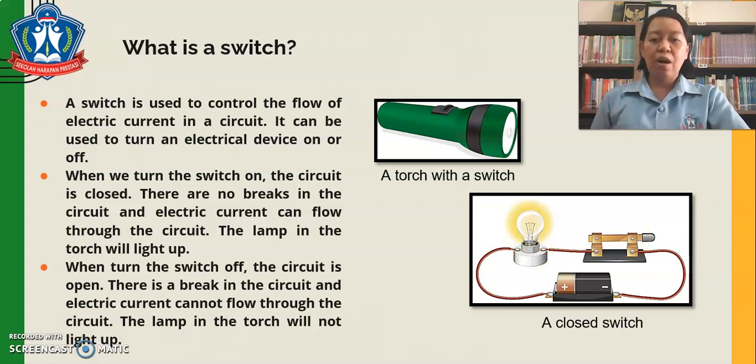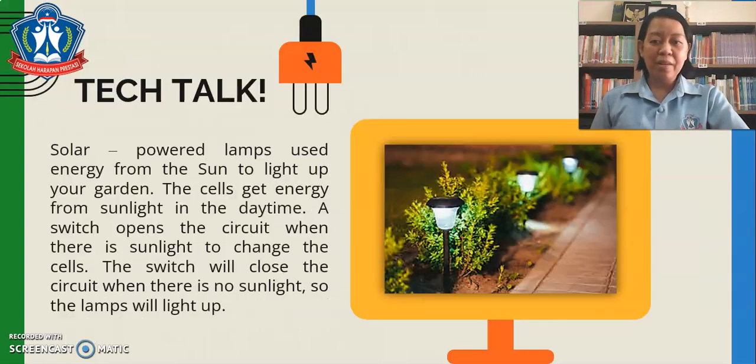When we turn the switch off, the circuit is open. There is a break in the circuit and electric current cannot flow through the circuit. That's why the lamp in the torch will not light up. So it's clear now for you, children. And for our tech talk, solar-powered lamps use energy from the sun to light up your garden.